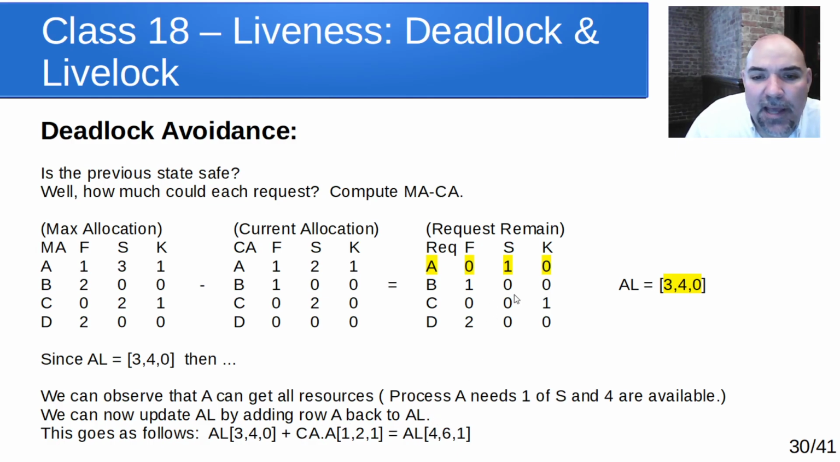So now we could update AL by adding row A back to AL. So in other words, we could access the ones that it had back into the available list if it could complete. So in other words, this one could complete. So we could do what we did with deadlock detection, say, well, if it could complete, let's pretend it did, and then it could allocate all of its back. So that would mean we would give back 1 of these, 3 of those, and 1 of those. In other words, the max allocation list. We're going to add that back to the available list, and now we'll have 4, 6, and 1.